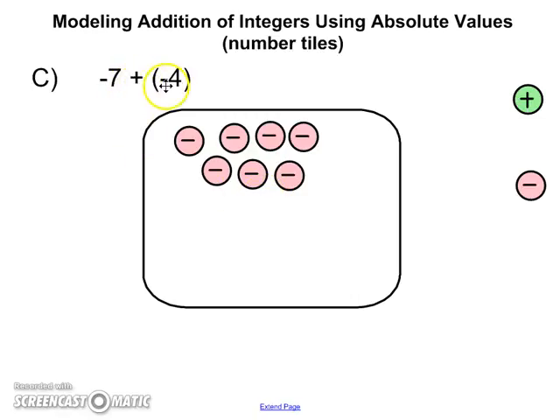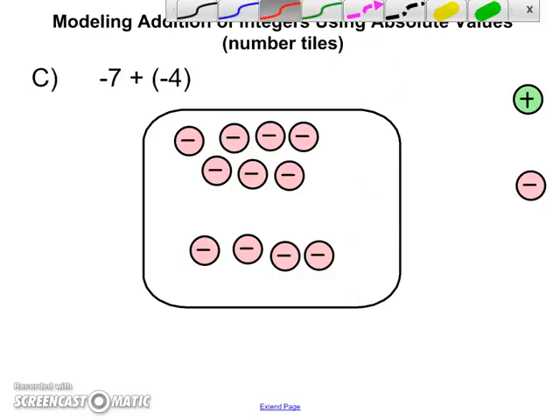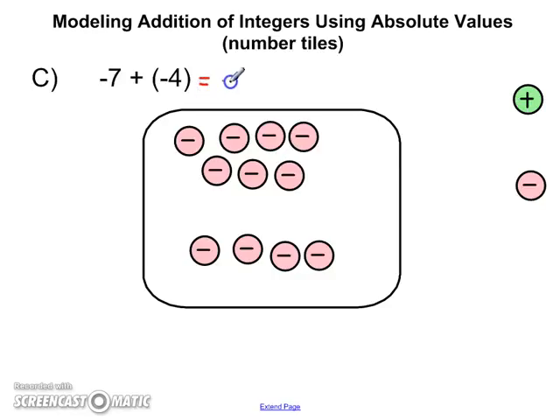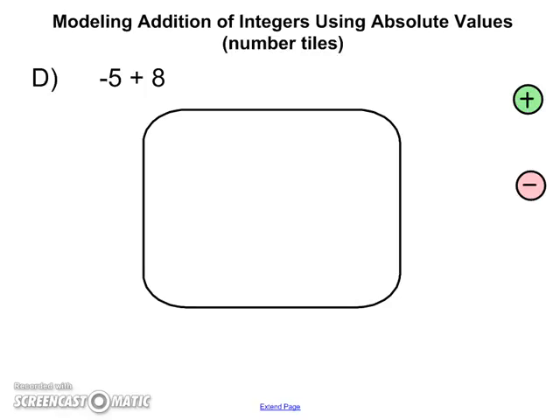On top of that, I'm going to add 4 more negative tiles. 1, 2, 3, 4. Now, if I had positives on the table, a positive and a negative would cancel out, but in this case, you'll notice I don't have any. So at this point, it basically comes down to what is my total number of tiles? If you count them up, there are 11 negative tiles, so my sum here is a -11. If you want to use number tiles, this is the way that we can model that addition and subtraction.